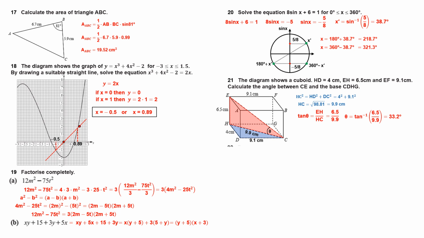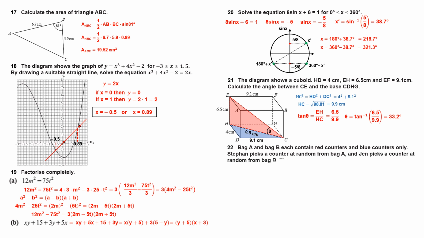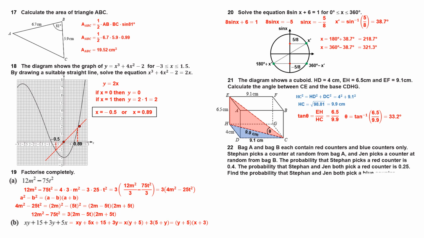Question 22. Bag A and Bag B each contain red counters and blue counters only. Stefan picks a counter at random from Bag A and Jan picks a counter at random from Bag B. The probability that Stefan picks a red counter is 0.4. The probability that Stefan and Jan both pick a red counter is 0.25. Find the probability that Stefan and Jan both pick a blue counter.